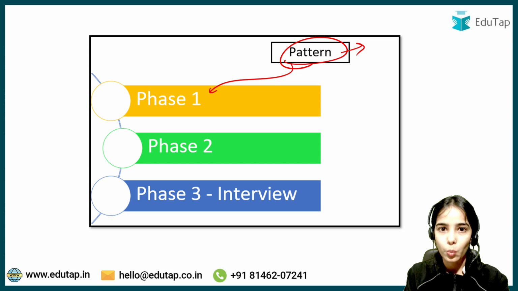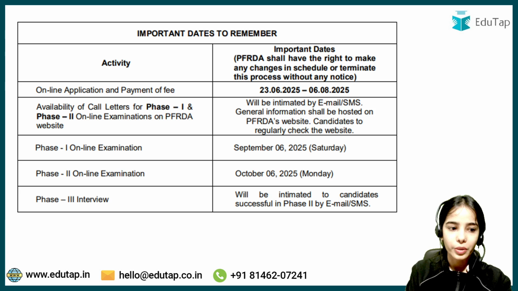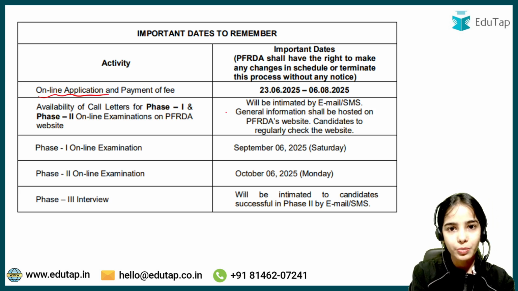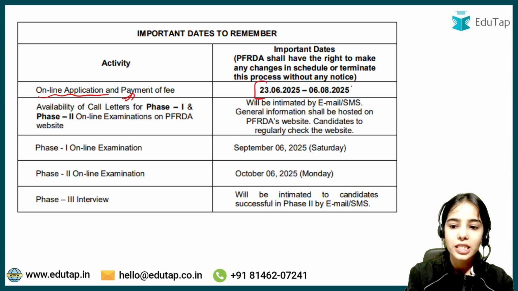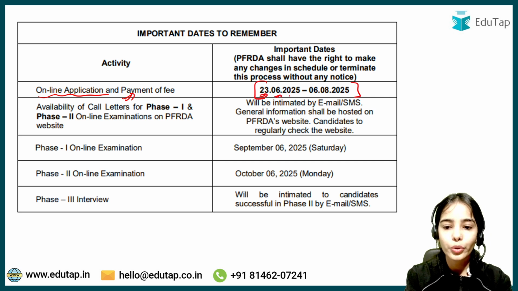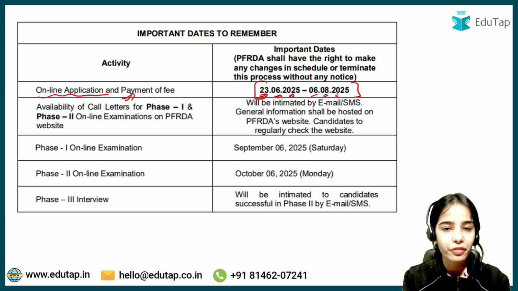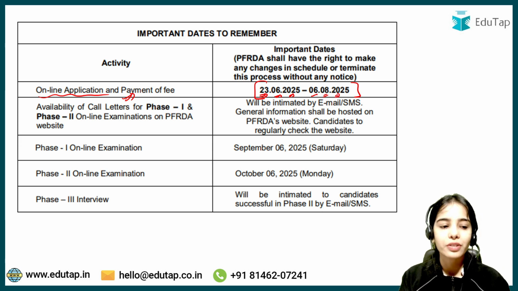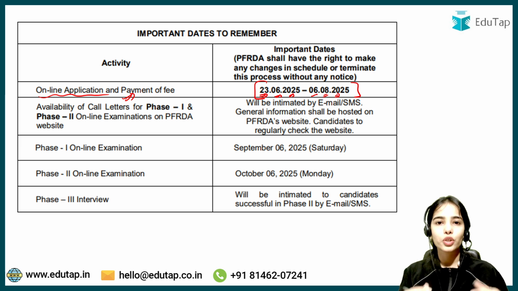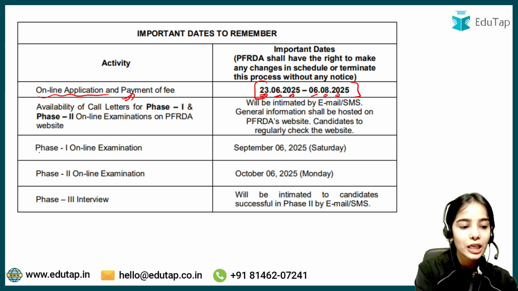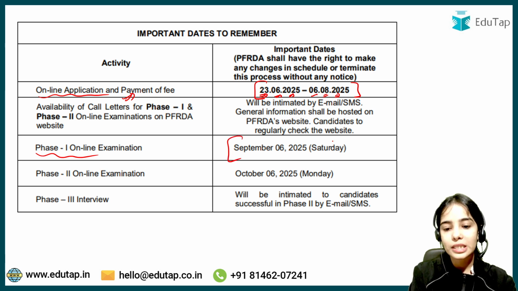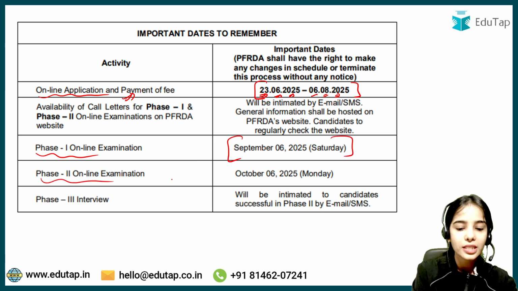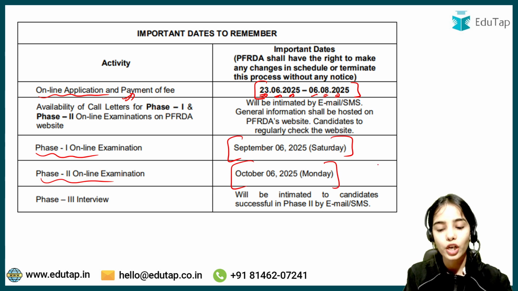Before starting with phase 1 and its components, let's see the important dates to remember. The online application portal has been opened for application filling and payment of fee, from 23rd June 2025 till 6th August 2025. So you have a lot of time to fill the form, but I suggest you fill it as soon as possible so that you do not forget it later on. The phase 1 online examination will be on 6th September 2025, and the phase 2 examination will be on October 6, 2025. So you have time, so prepare well.